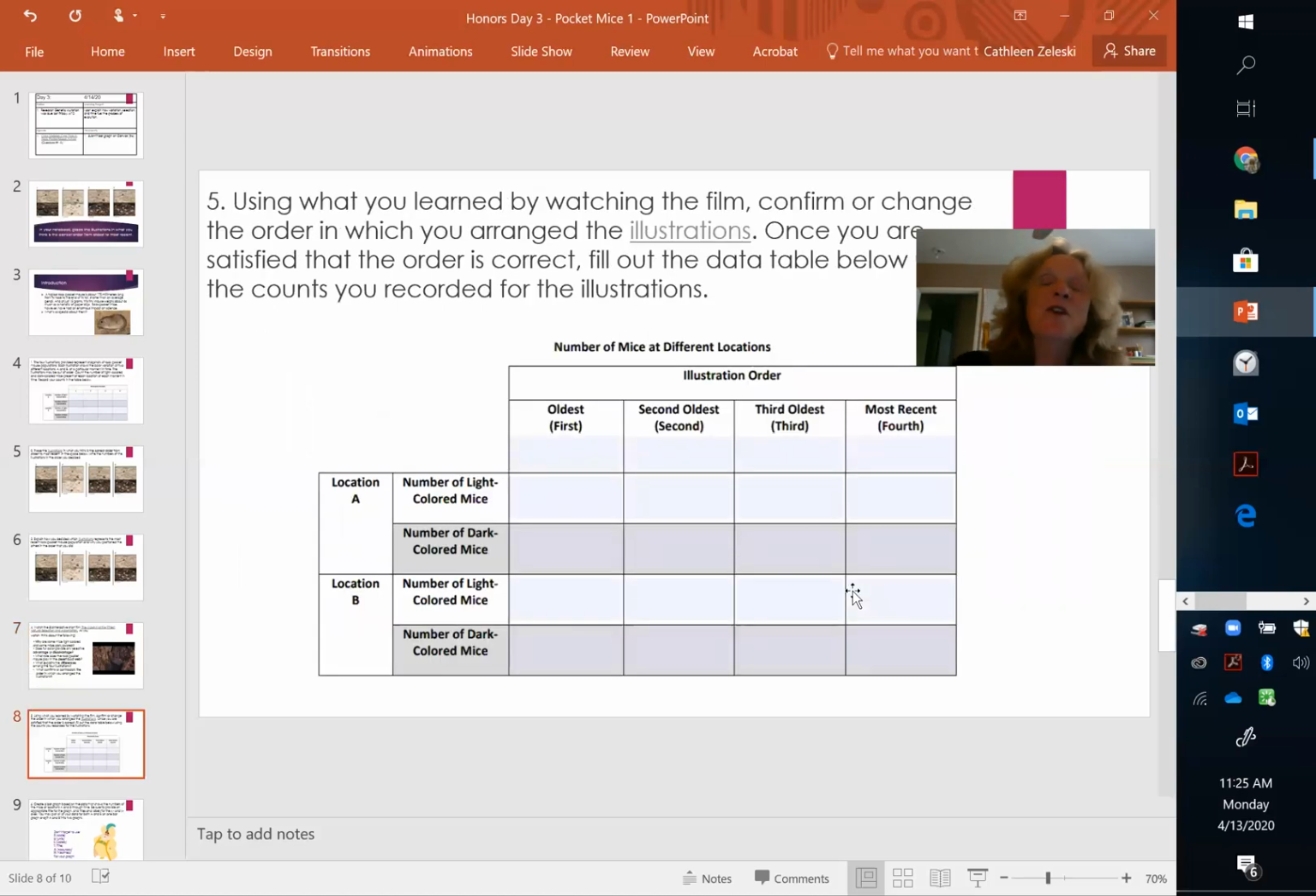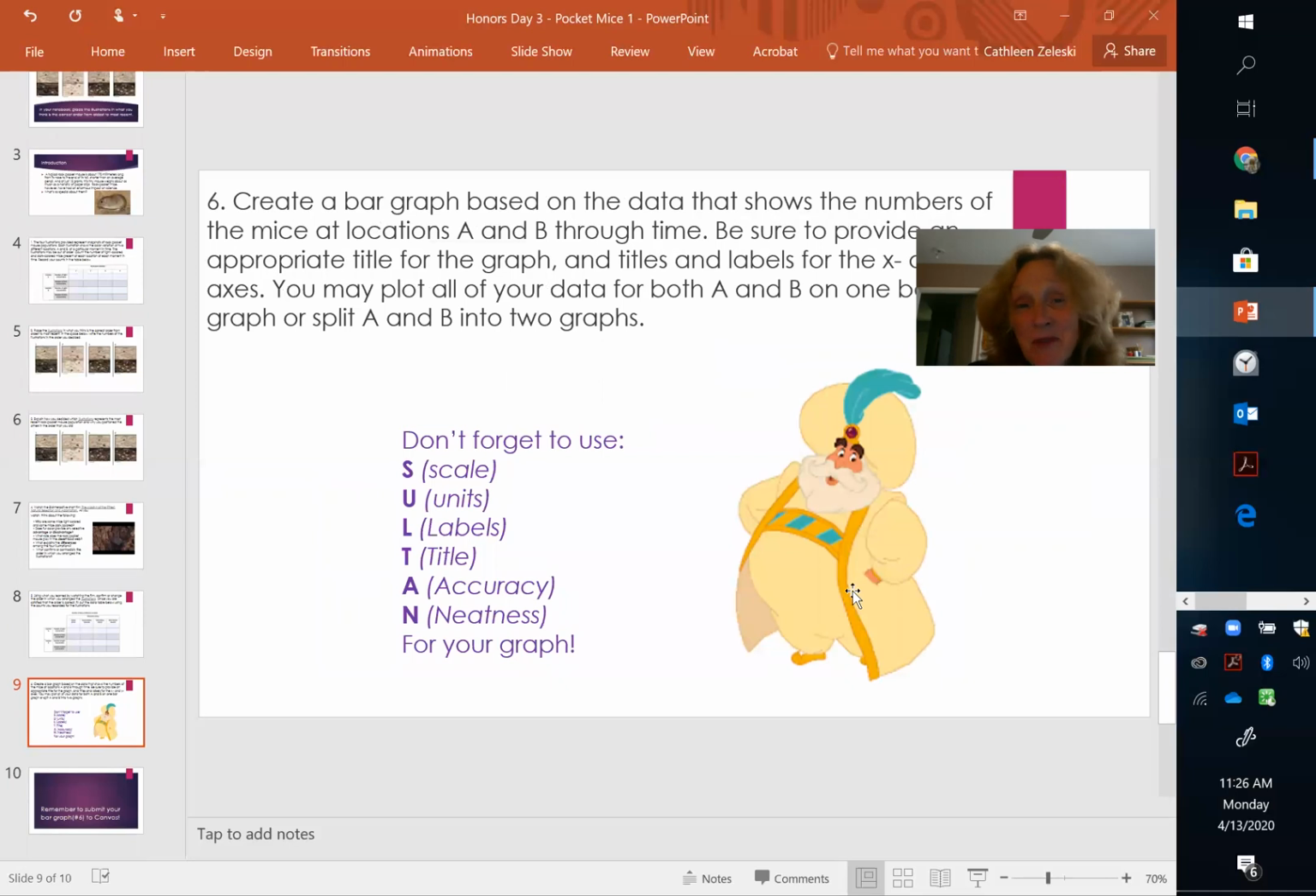Okay, so using what you've learned from watching the film, confirm or change the order in which you arranged the illustrations, okay? And once you're satisfied the order is correct, fill out the data table below. Oldest, meaning the first, second, third, okay? And then finally, all you have to do is create the graph, okay? So create a bar graph. Do a bar graph in this case, okay? That way you have A and B. It's a little bit easier to do, okay?